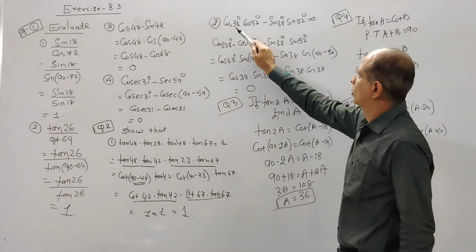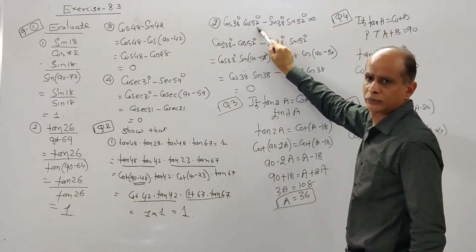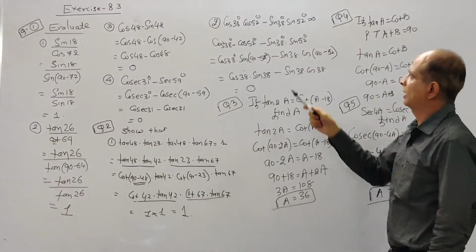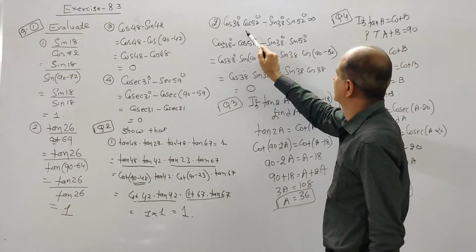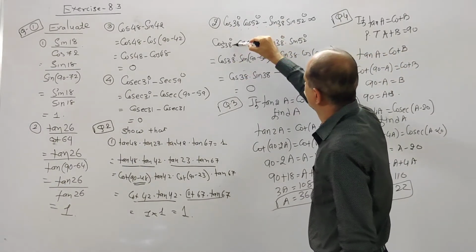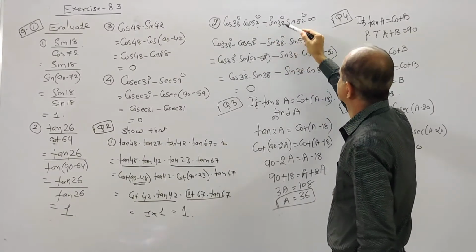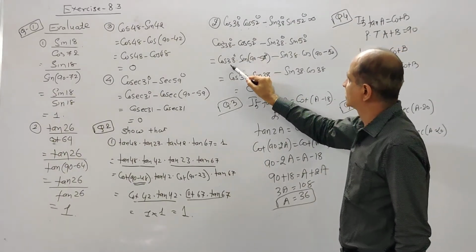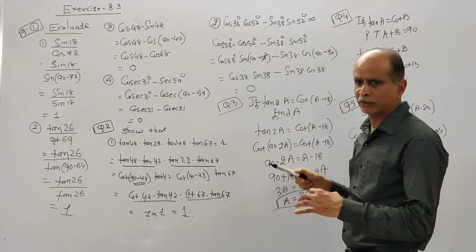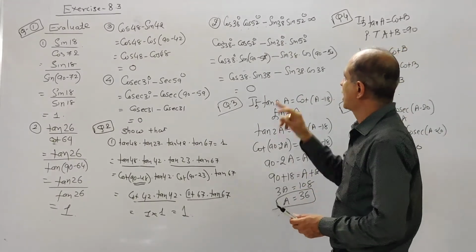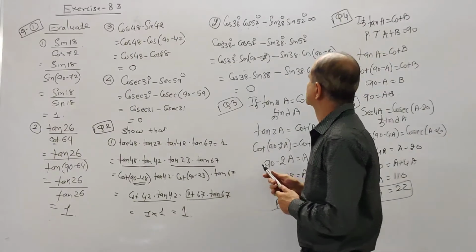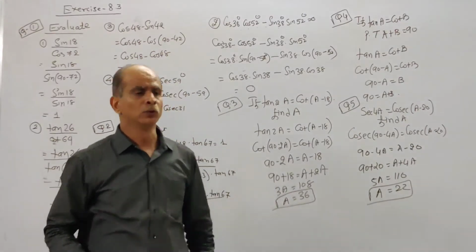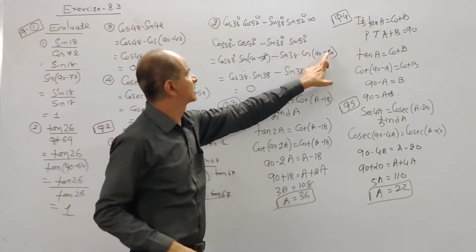Similarly, second example: cos 38 cos 52 minus sin 38 sin 52 is equal to 0. Let me take the LHS: cos 38 into cos 52 minus sin 38 into sin 52. Let me take cos 38 as it is. Cos 52 you can convert into sin, so it is sin (90 minus 52). Similarly, minus sin 38 into cos (90 minus 52).